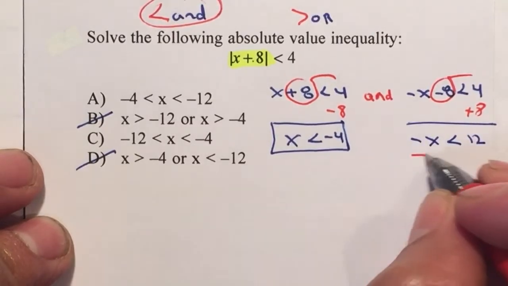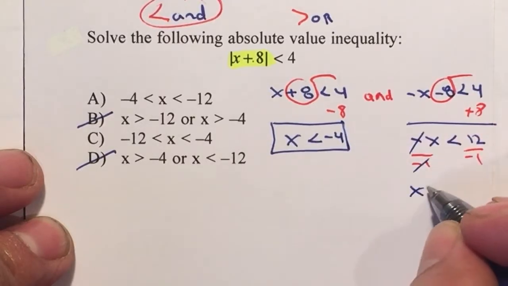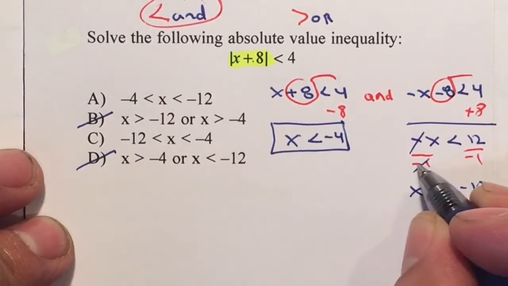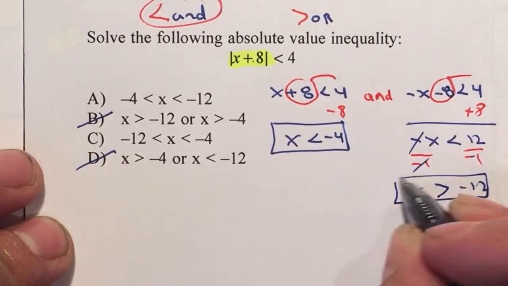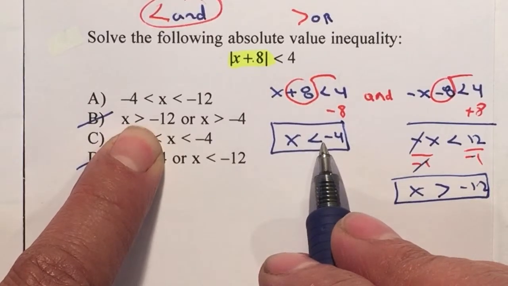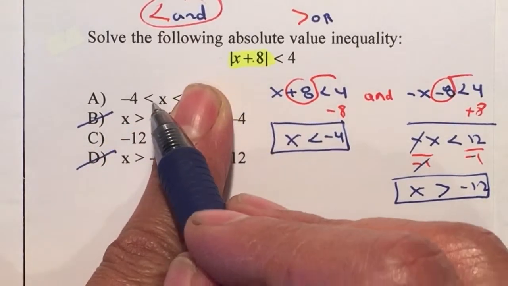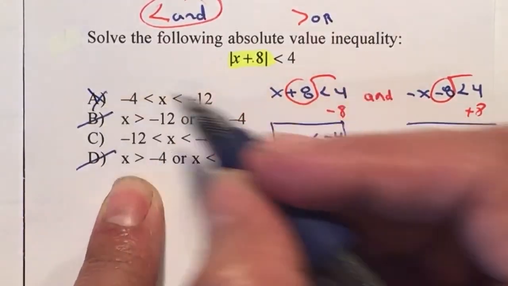To leave the X by itself, I'm going to divide by negative 1. That cancels, so X and negative 12. Don't forget that whenever you divide by a negative number, we need to flip the inequality. So let's see, X is less than negative 4, so that one's fine. And notice that this one says X is greater than negative 4, so A is incorrect.